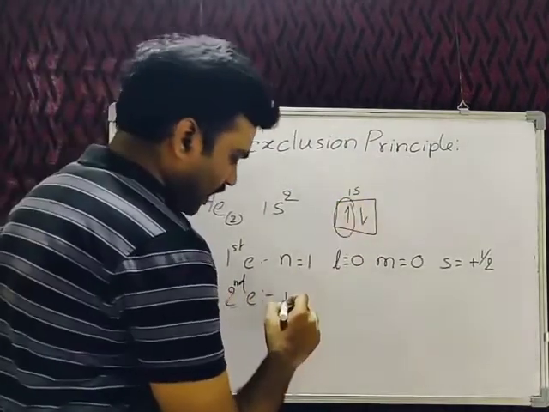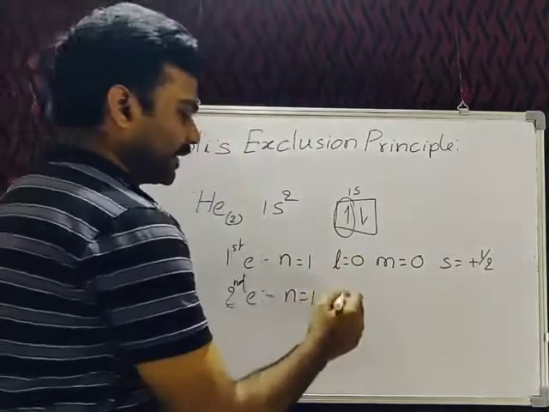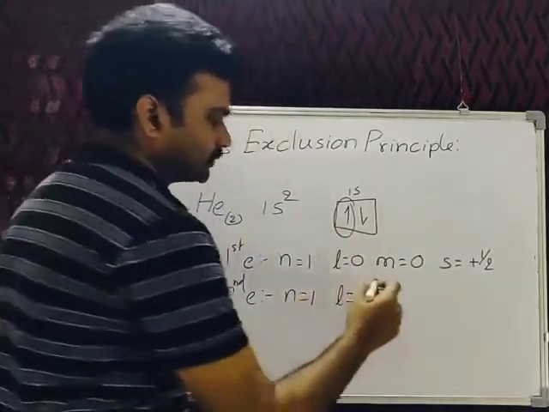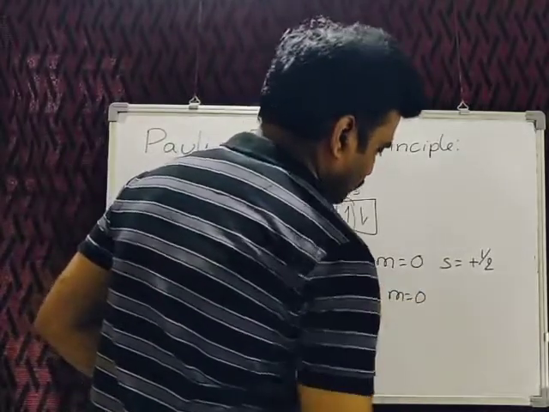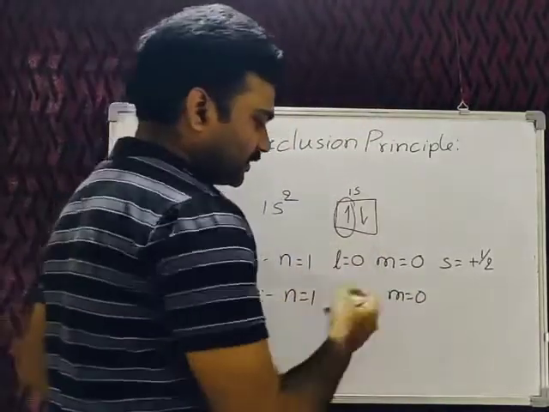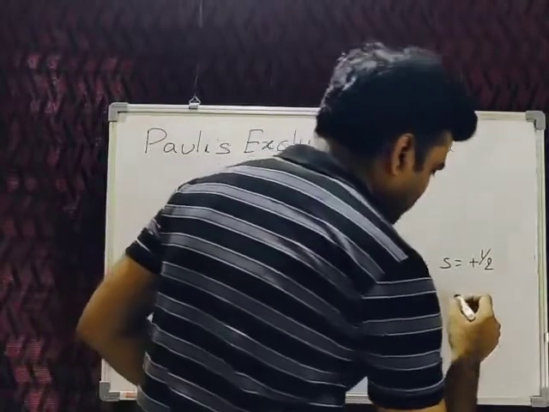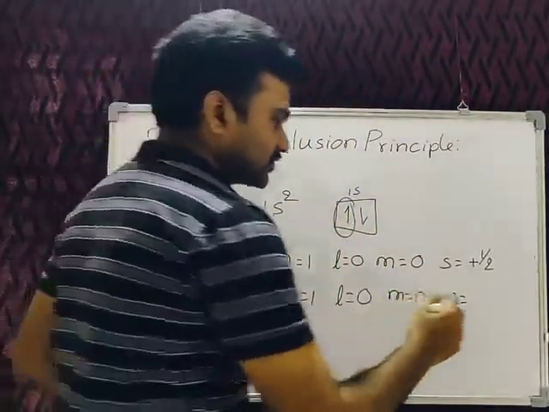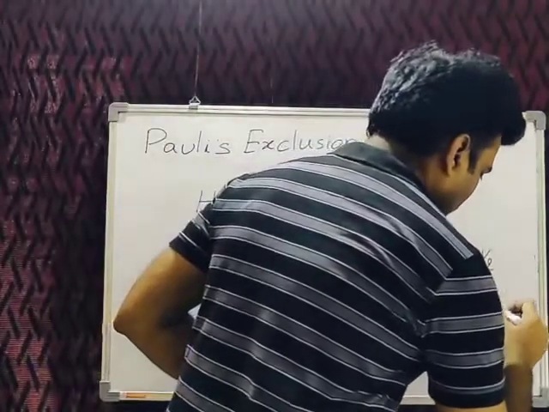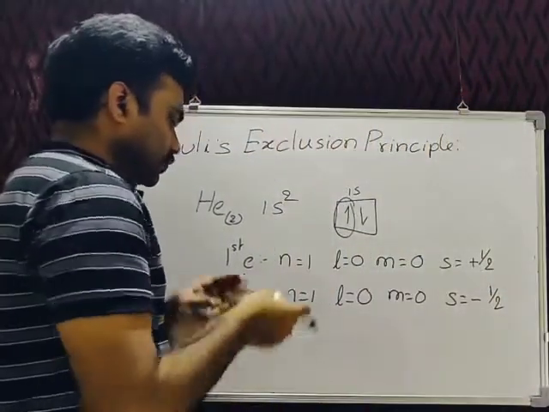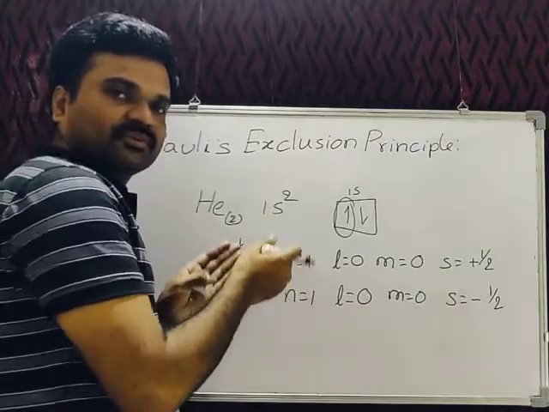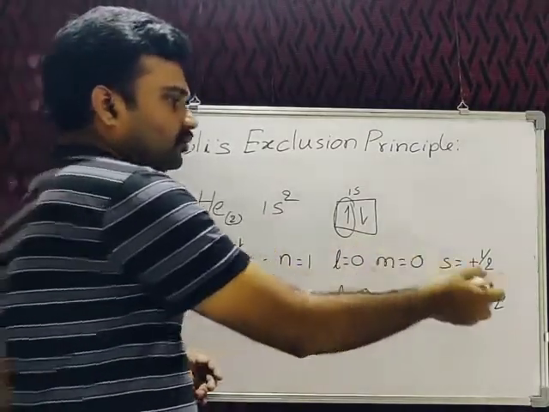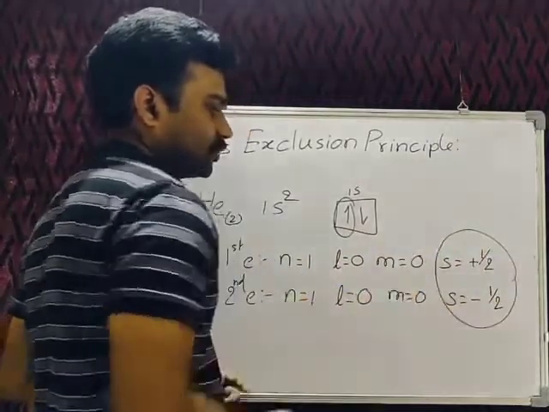Let us write now the quantum numbers for this second electron. For this also the n value will be 1 and the l value also 0. The m value is also 0 because the l value is already 0. And for the s value, this electron is in the anti-clockwise spin. This represents its s value as minus half. So even though these two electrons are in the same orbital, they have three quantum numbers the same, but one quantum number differs, that is the spin quantum number.